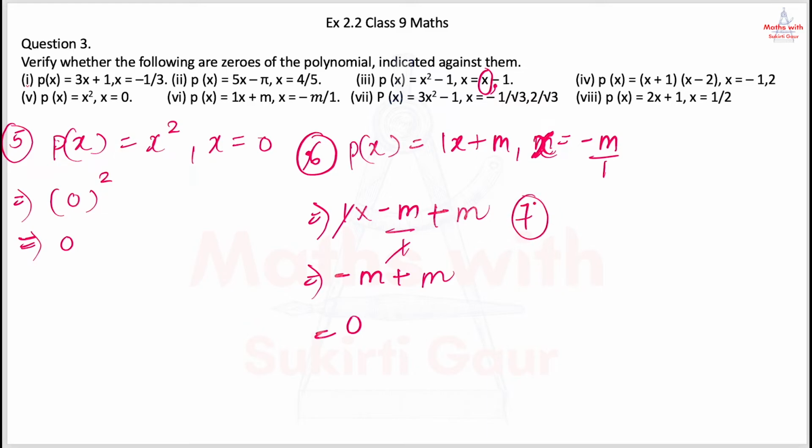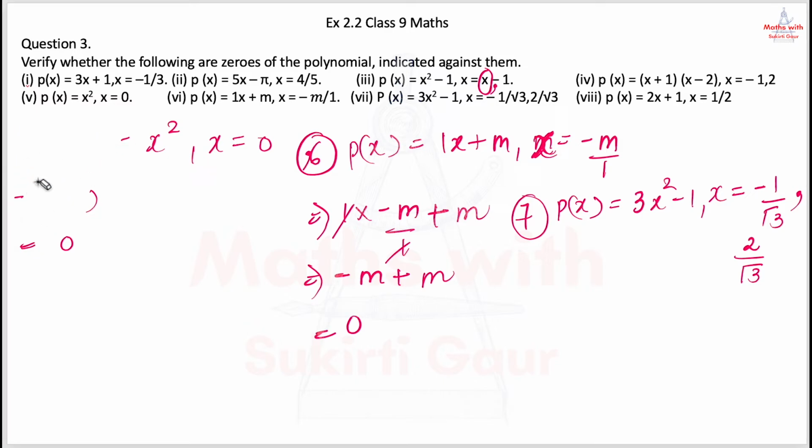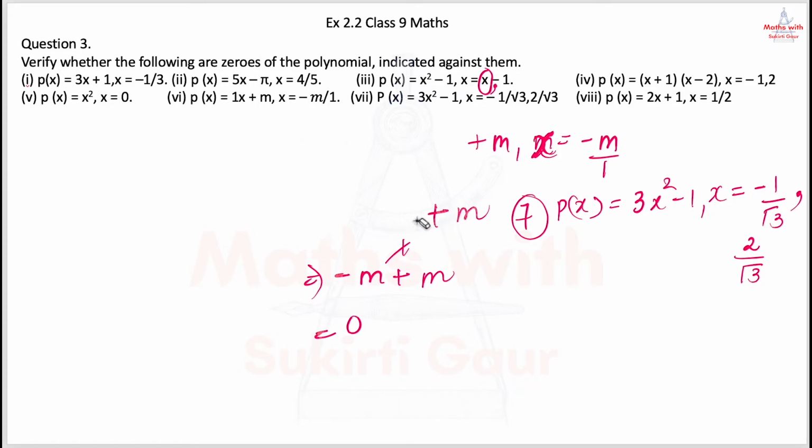Coming on to the 7th part, p(x) = 3x square minus 1, where x is equal to -1/root 3 and comma 2/root 3. Okay, so I will rub this 5th one. Or 6th as well.